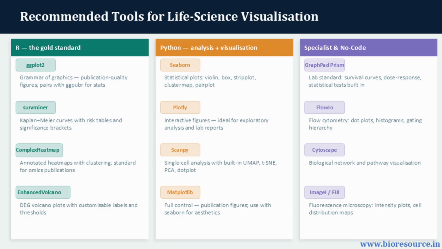For lab-focused workflows, GraphPad Prism remains common for dose-response curves, survival analysis, and statistical testing. FlowJo is standard for flow cytometry. Cytoscape is useful for biological networks, and ImageJ or Fiji is essential for microscopy analysis. The best tool depends on your data, your field, and how reproducible your workflow needs to be.